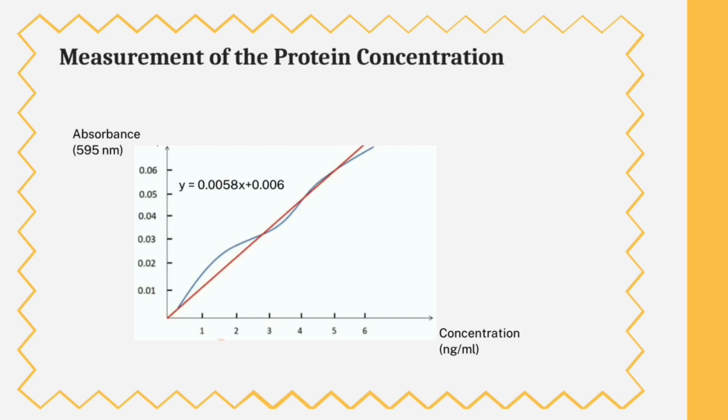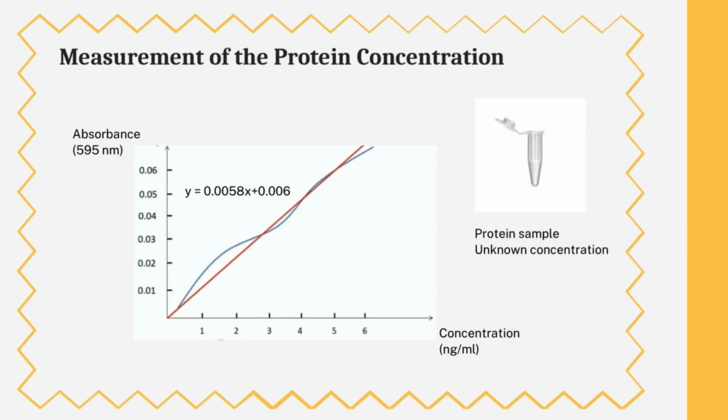Let's say I have a protein sample of an unknown concentration. I'll take 1 microliter of this solution, mix it with Coomassie brilliant blue, measure the absorption, and then calculate the x, and then I will get the concentration of my proteins.